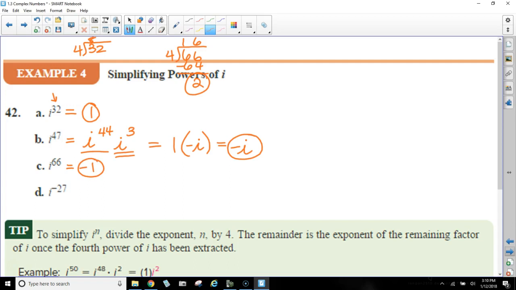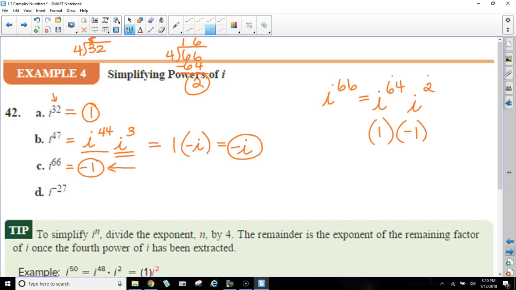Now another way I like to do this is if I have i to the 66th, I like to break that down into something that's going to be 1, i to the 64th, and then we have left over 2, so that 64 and 2 add together to give us 66. I to the 64th is 1, because 64 is a multiple of 4. I squared is negative 1, so that's another way to get our answer of negative 1.